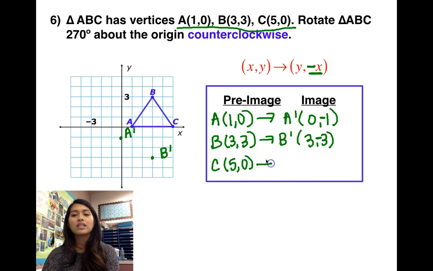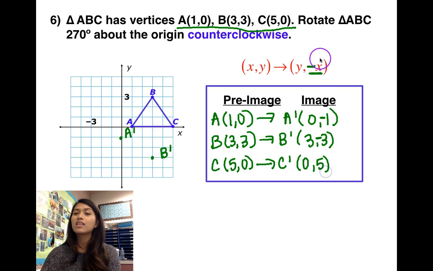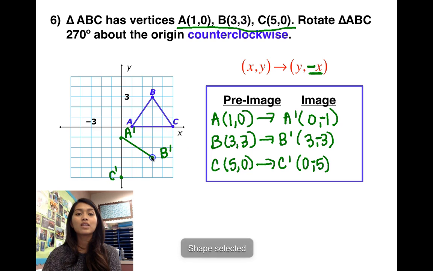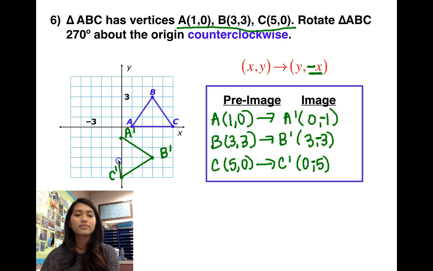And then last but not least, for C prime, we're going to switch the values to go ahead and put 0, 5. We are taking the opposite of the new y value, so that's a negative 5. So plotting that point 0, negative 5, we'll put C prime right here. So at this point, I can go ahead and connect the points together. And there is my figure after 270 degrees counterclockwise rotation.